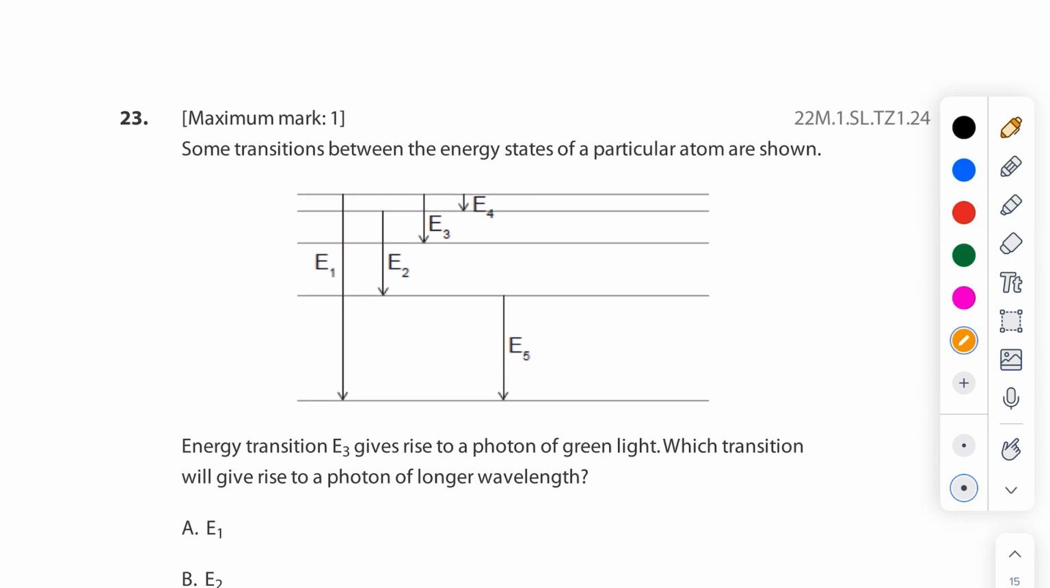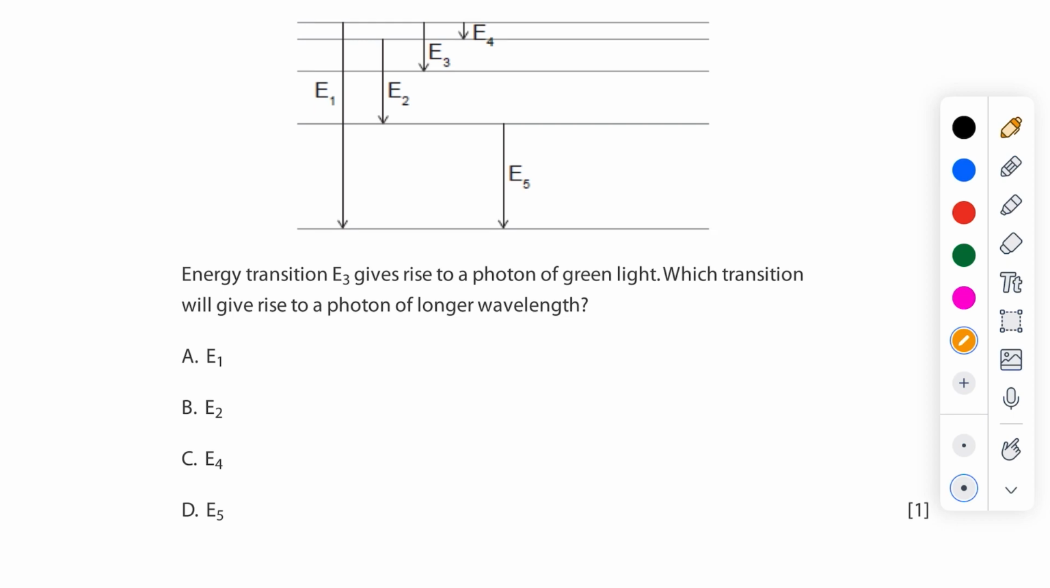And the last question, number 23. Some transitions between the energy states of a particular atom are shown. Energy transition E3 gives rise to a photon of green light. Which transition will give the photon of larger wavelength? He's asking which one is giving a larger wavelength.